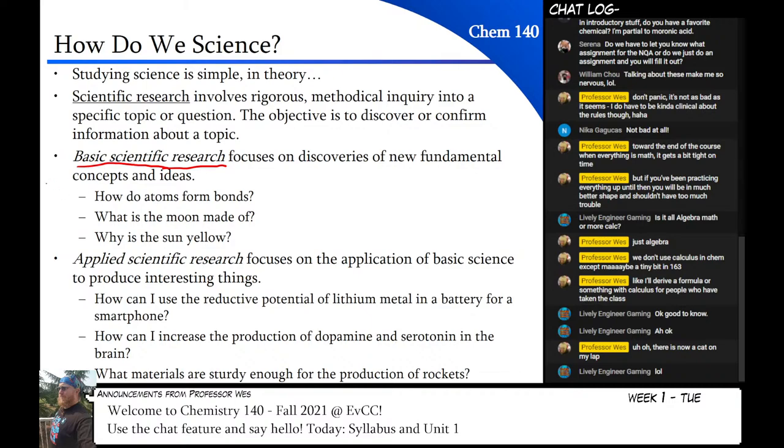Applied science, and again, this is going to be my test. Can I underline something? There we go.